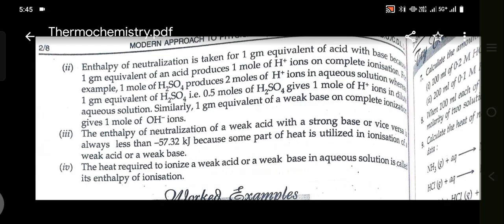Similarly, 1 gram equivalent of a weak base on complete ionization gives 1 mole of OH- ions. The enthalpy of neutralization of a weak acid with a strong base, or vice versa, is always less than -57.32 kJ because some part of the heat is utilized in the ionization of the weak acid or weak base. The heat required to ionize a weak acid or weak base in aqueous solution is called the enthalpy of ionization.